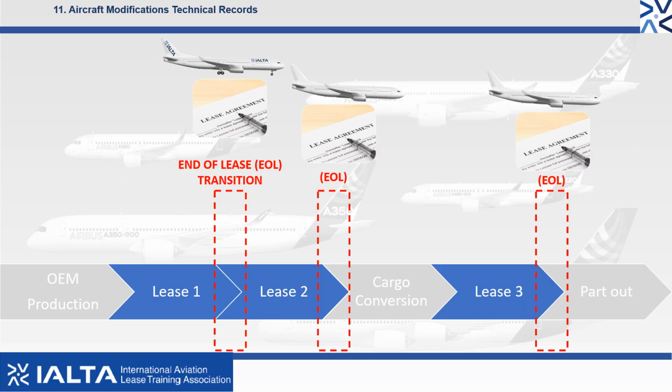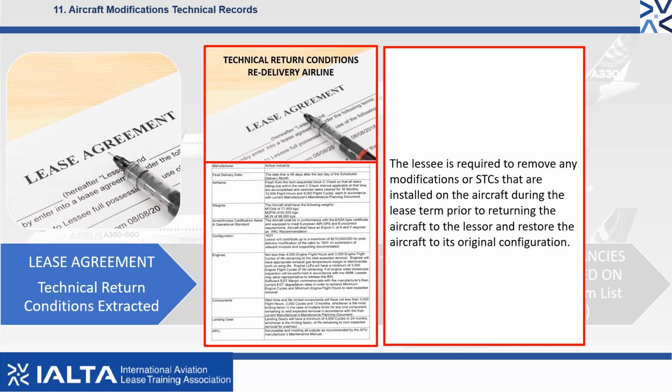At the end of each lease, the status of modifications on the aircraft must be reviewed and compared against the technical return conditions in the lease agreement. The technical records consultant will review the modification technical records received from the redelivery airline. The high-level process involves extracting and becoming familiar with the relevant technical return conditions from the lease agreement.